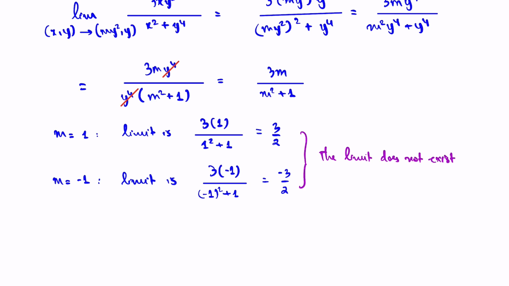Since the limit does not exist as (x, y) approaches the origin, you can conclude that the function is not continuous at the point (0, 0), or at the origin.